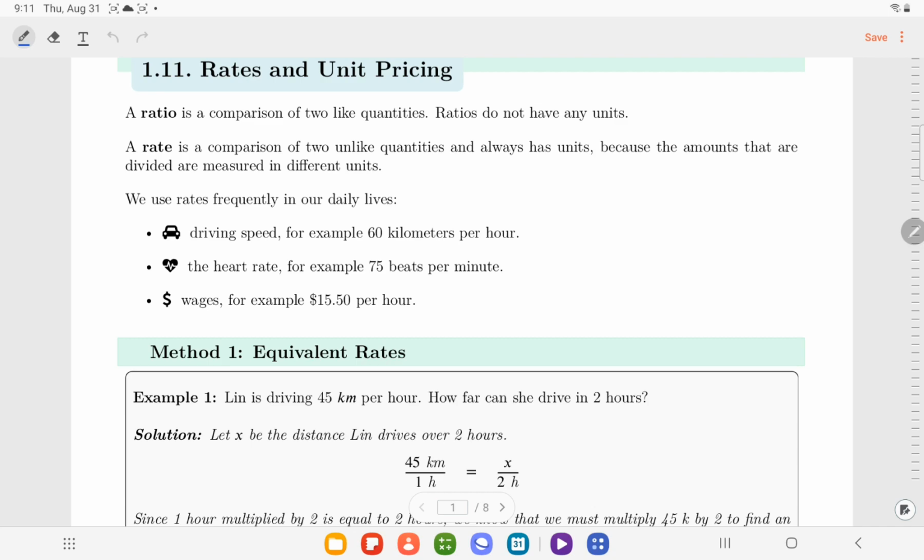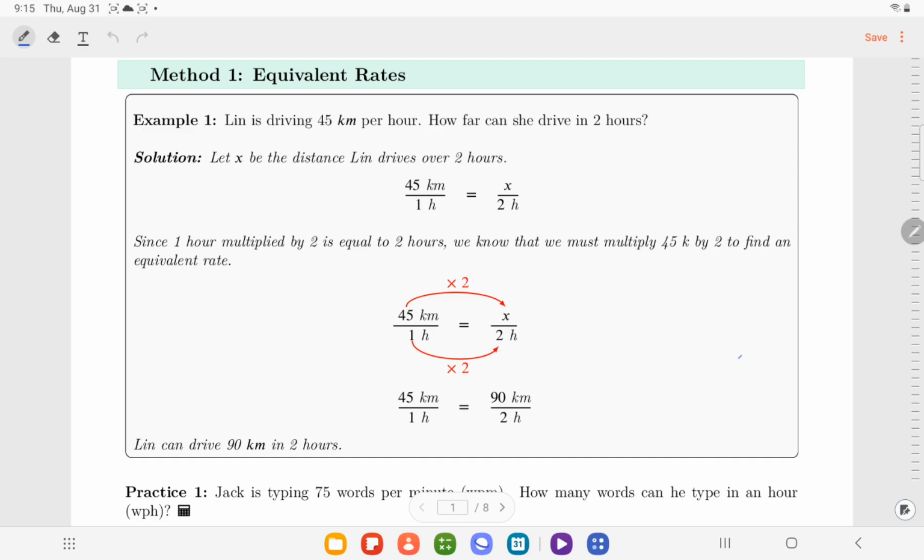Some rates used in everyday lives include driving speed, heart rate, and wages. We see that rates show the relationship between two different quantities. Equivalent rates are just like equivalent fractions but with units. We can use equivalent rates to find the missing quantity.